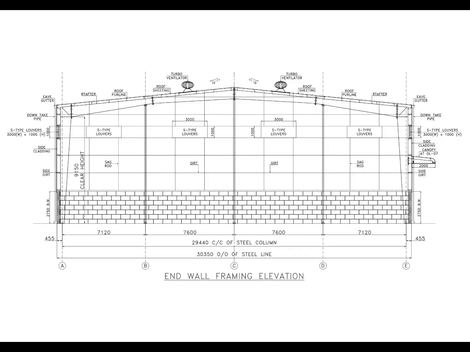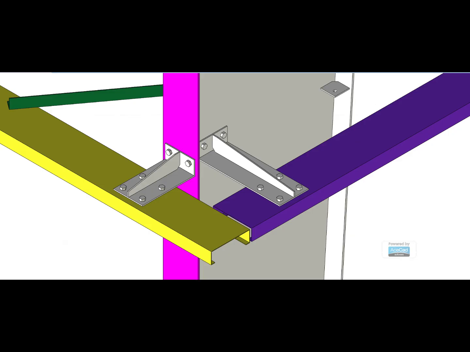But there is another part of the girt that every detailer should understand: the connection. Let's zoom in. Now we are looking closely at a typical girt-to-column connection. This is where the girt meets the main vertical column. The connection is not simply about placing one steel member against another.